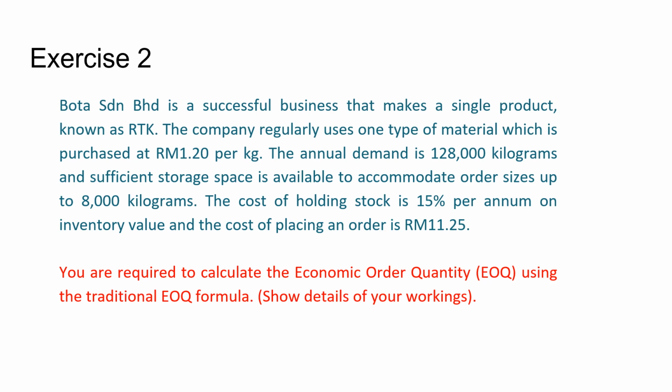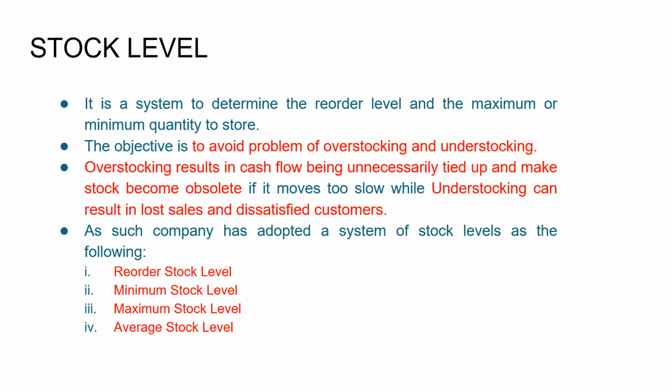Okay, next we are going to learn about the stock level. This is one of the ways that the company can control its stock. Stock level is a system to determine the reorder level and the maximum or the minimum quantity to store. So there are 4 stock levels here: reorder stock level, minimum stock level, maximum stock level, and we also might have average stock level.